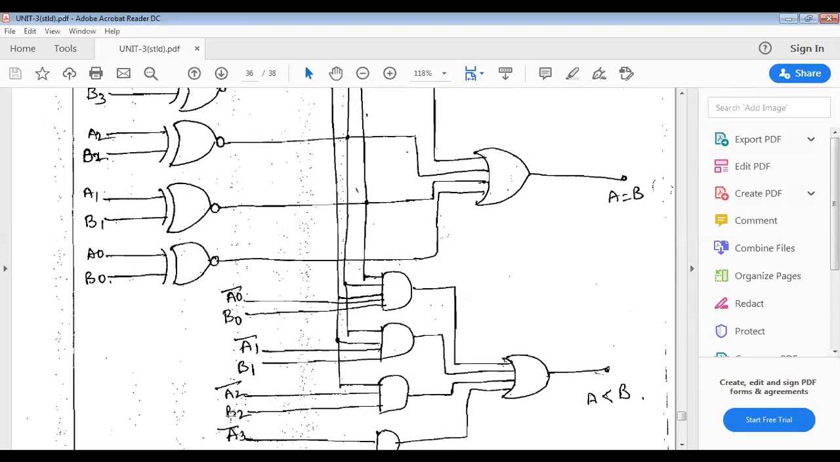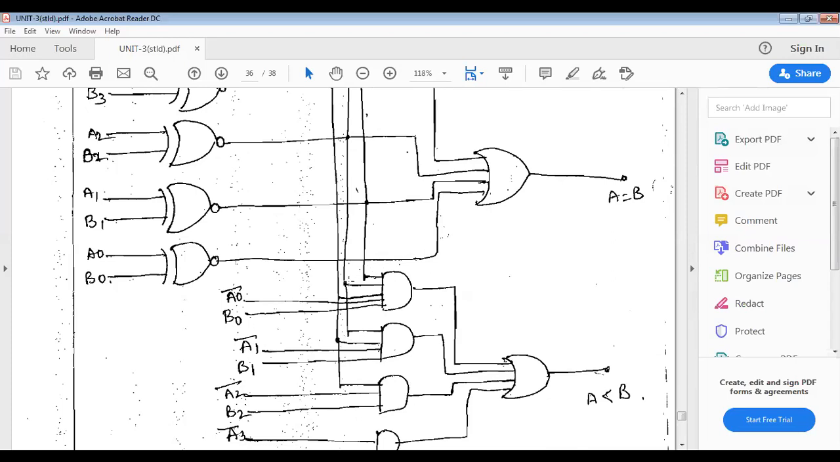Comparing A2 bar and B2, it is a less than value. If A2 and B2 are also equal, then we compare A1 and B1. So the first 2 inputs of the third AND gate are A3, B3 and A2, B2. Now we are comparing A1 and B1. If A1, B1 are also equal, then you go for the last AND gate.